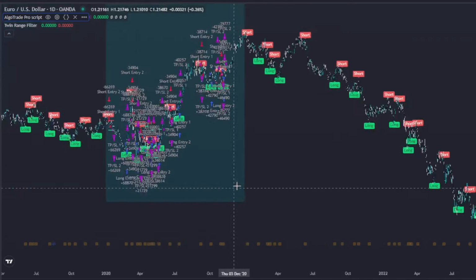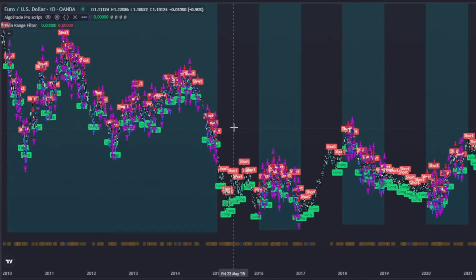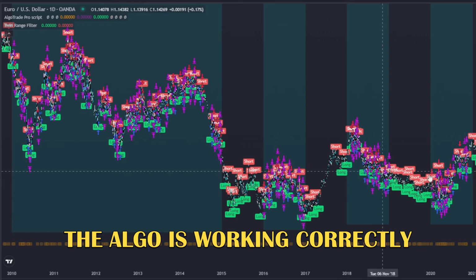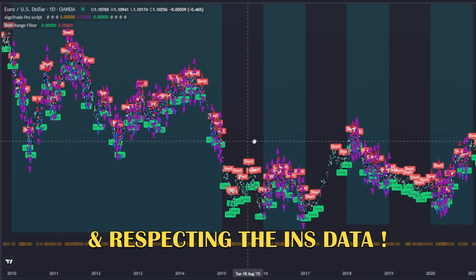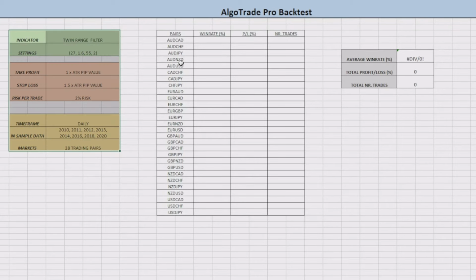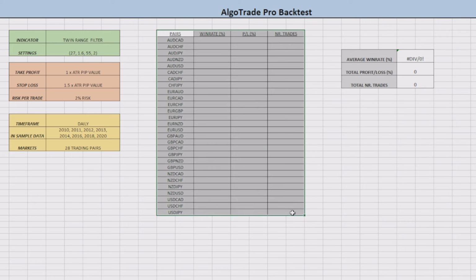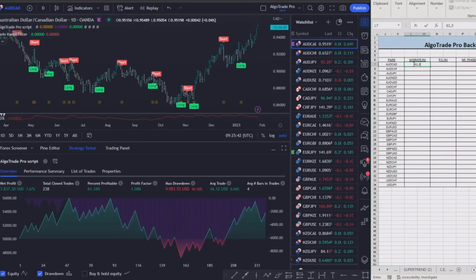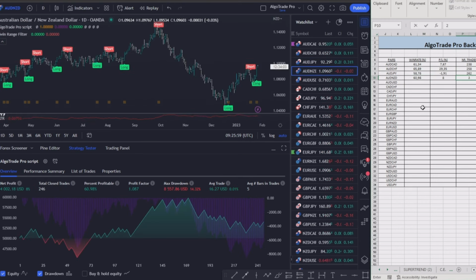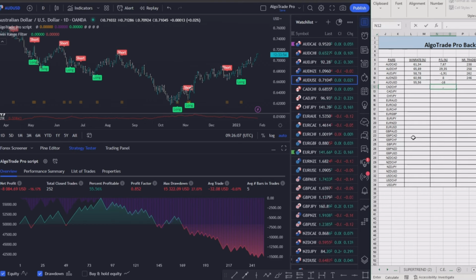The arrows that you see are the entries and exits from every trade signal. So, as you can see, our algo is working correctly and respecting the in-sample data. To point out the results, I will use the same Excel sheet I used in the last videos. I will now speed up this part of the video a little bit, but you can slow it down to see the results of every single pair. I see you in a bit.